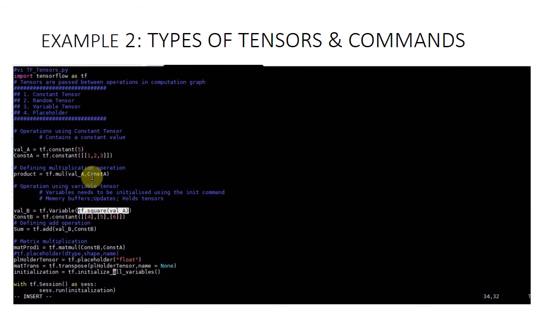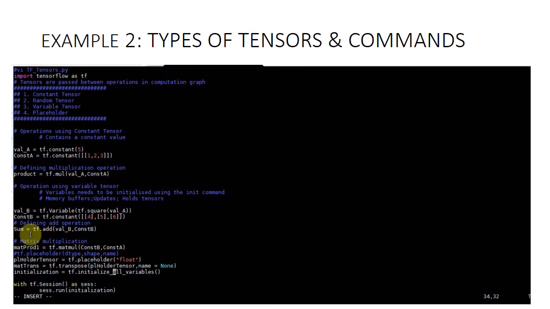I have used tf.square of value_a. value_a is nothing but 5 in this program, so this will get me 5 times 5, 25, and value_b will be populated with 25 once the initialization command is run within the session.